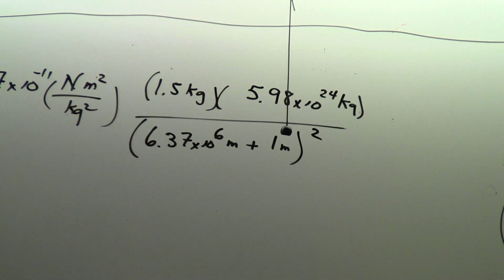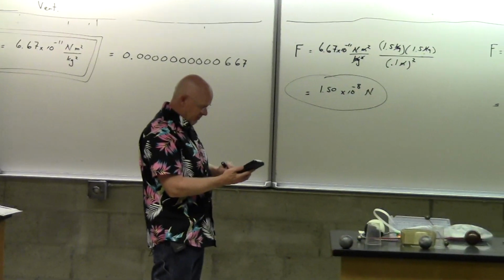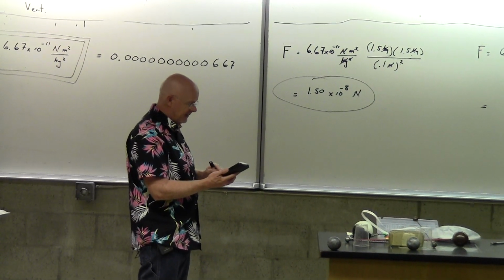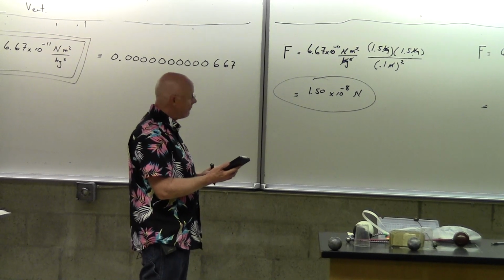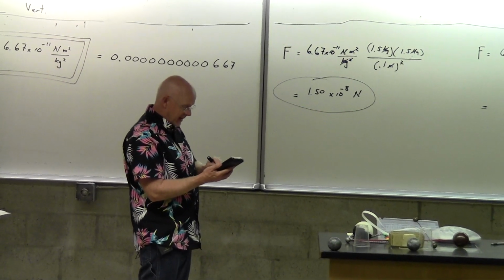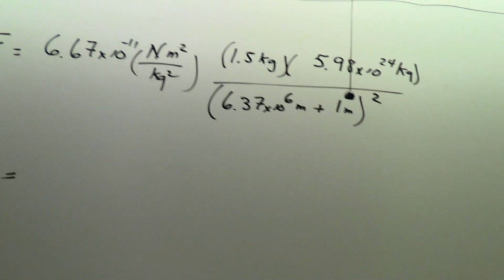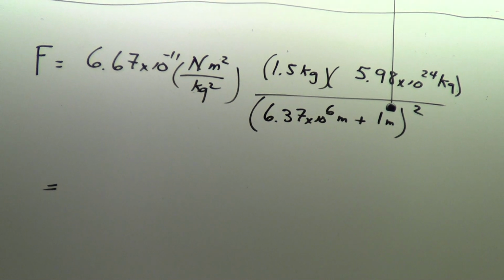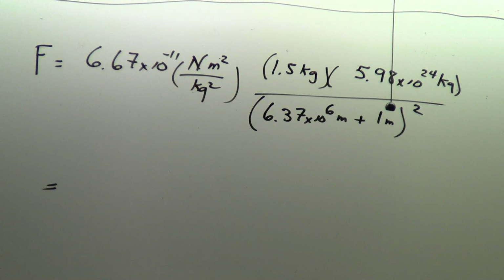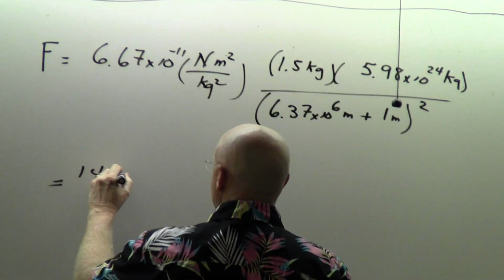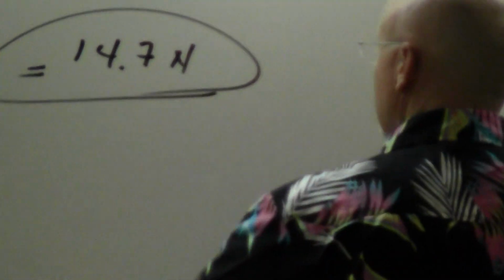And then I will get out my calculator. All right. So in the numerator, I have 6.67 times 10 to the negative 11 times 1.5 for the mass of the sphere. Then the 5.98 times 10 to the 24. Then divide by 6.37 million meters plus 1. And then square that. And I get 14.7 newtons.